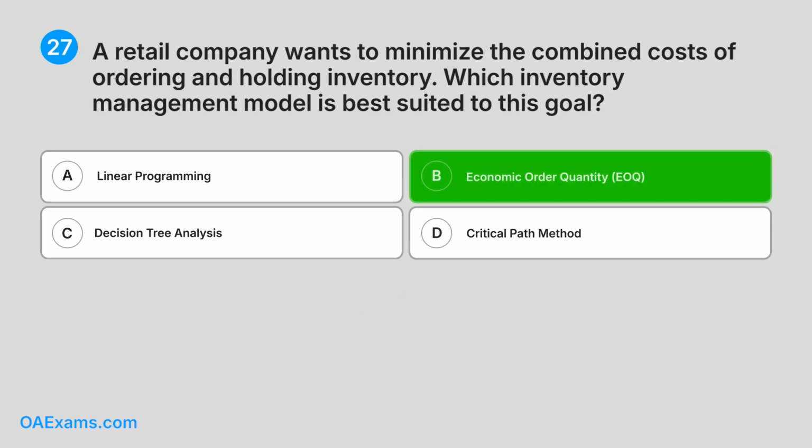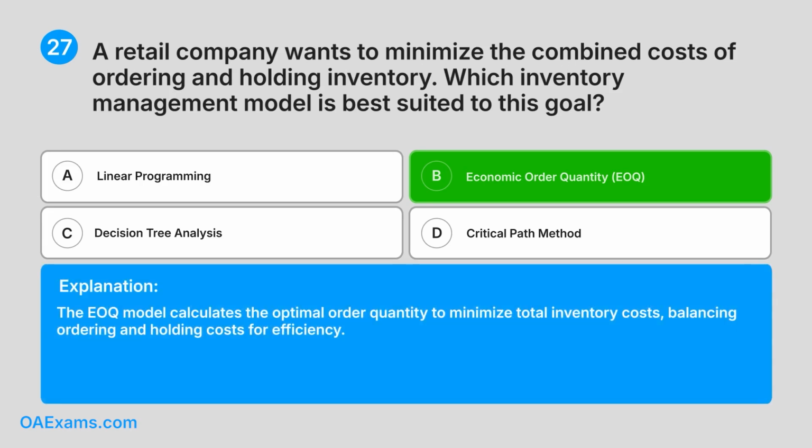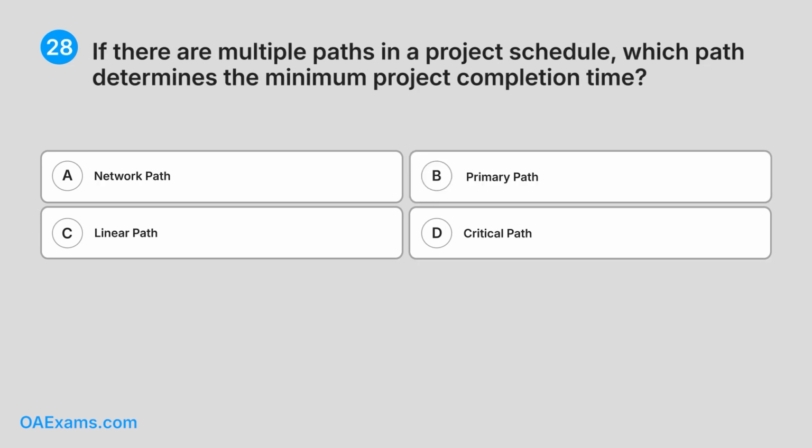Correct answer: B. Economic order quantity, EOQ. Explanation: The EOQ model calculates the optimal order quantity to minimize total inventory costs, balancing ordering and holding costs for efficiency. 28. If there are multiple paths in a project schedule, which path determines the minimum project completion time?